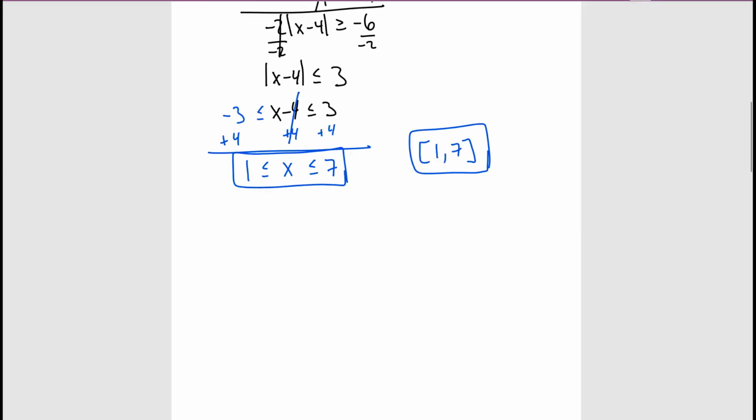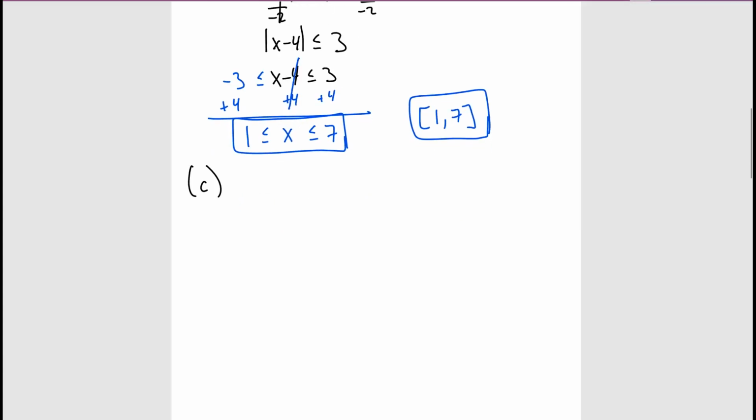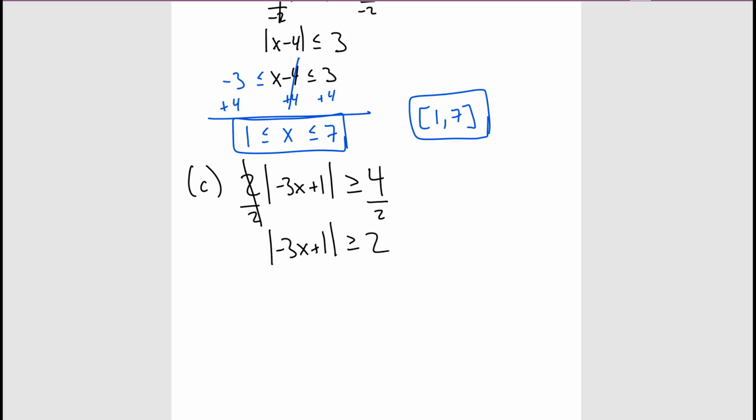Okay, let's try this one. 2 absolute value of negative 3x plus 1 is greater than or equal to 4. Okay, so in this case, we want to still solve for the absolute value. So what we're going to do, we're going to divide by this 2. Divide by 2. This goes away. Now you're going to have negative 3x plus 1 is greater than or equal to positive 2. Okay.